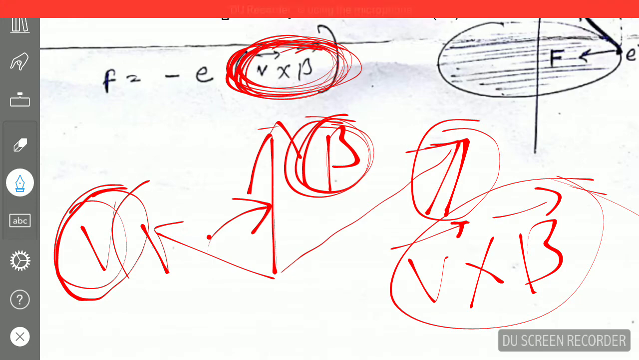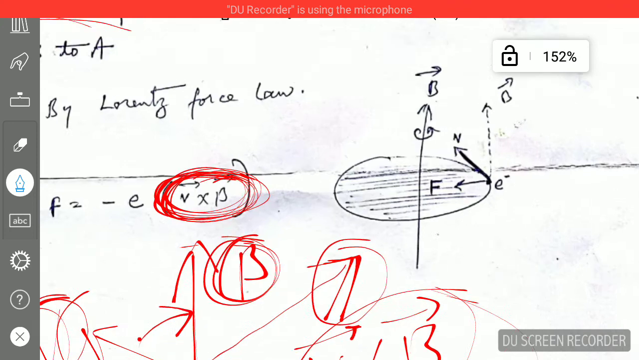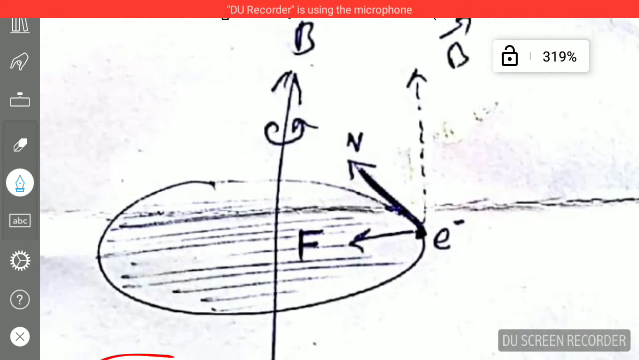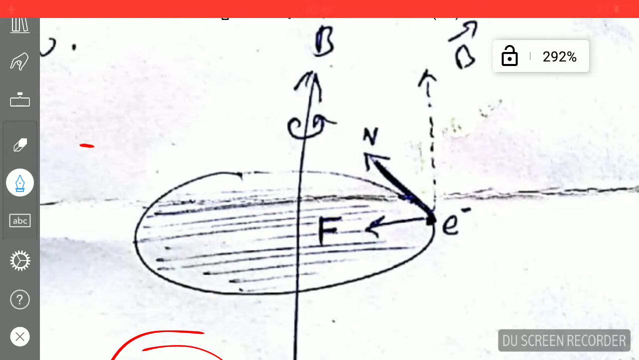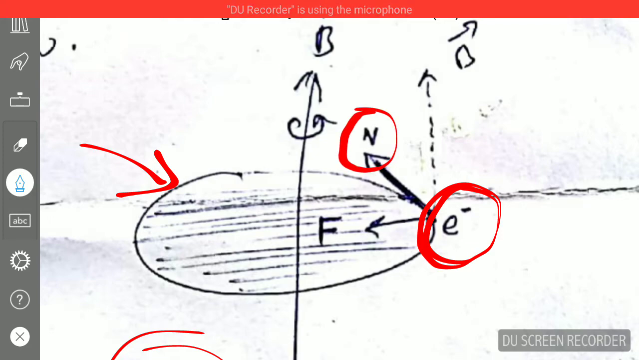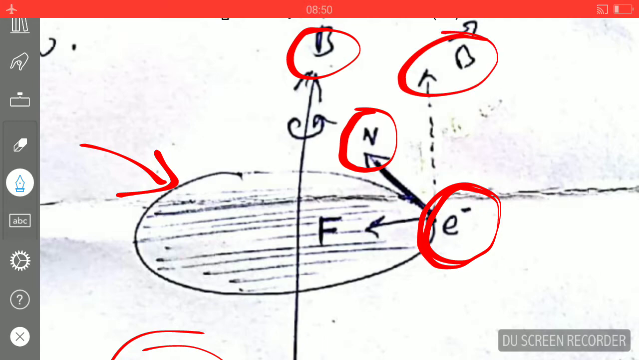Now let's look at the diagram more closely. Here you can see that this disk is rotating. If there is some electron at this point, then the velocity of the electron will be V, and B is perpendicular to the disk, so the direction of B is here.